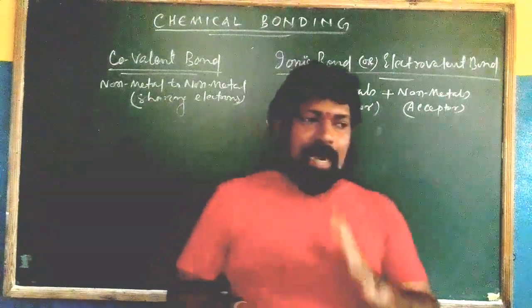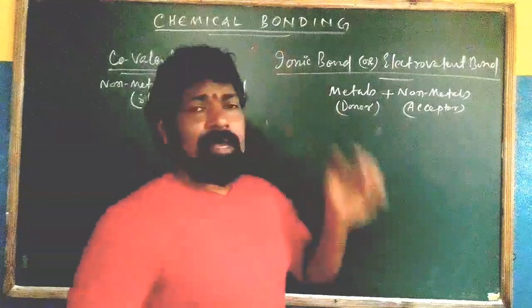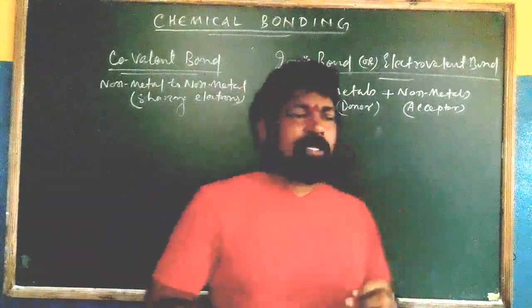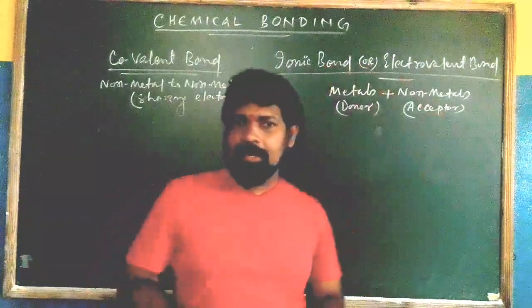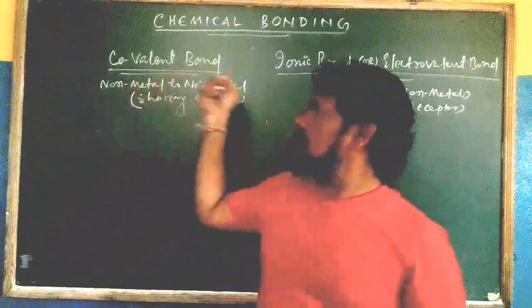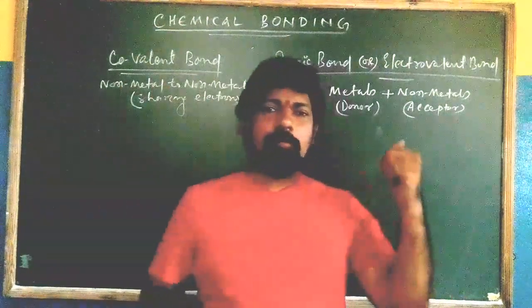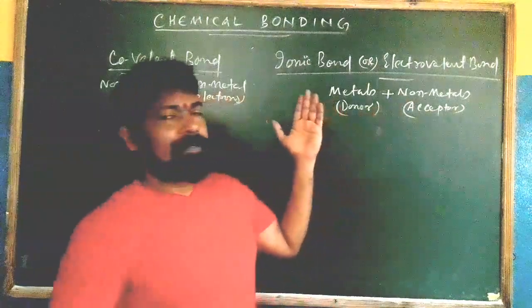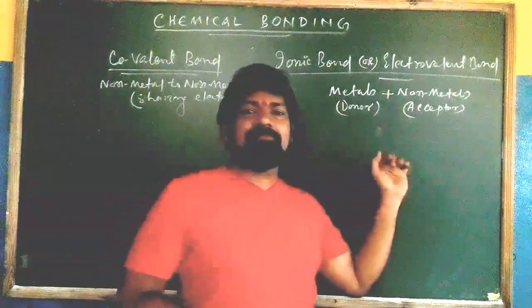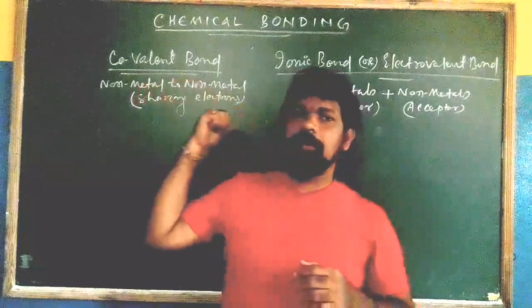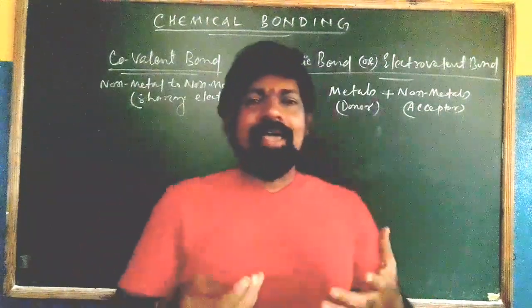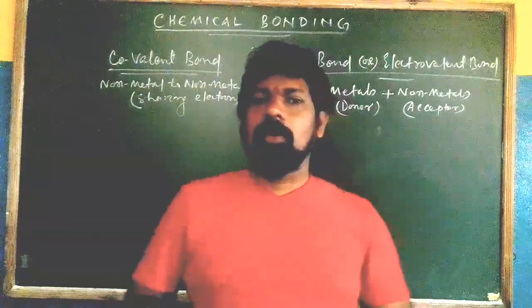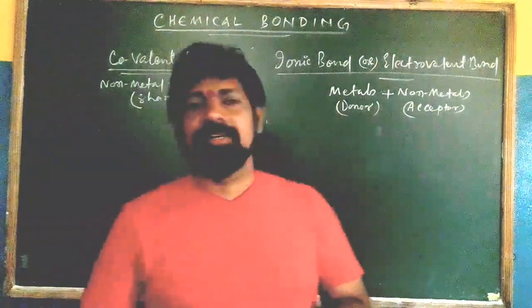a compound. And chemical bonds are of two types. One is called the ionic bond or electrovalent bond. The other one is the covalent bond. In an ionic bond there is a donor and an acceptor, and in the case of a covalent bond there is sharing. So you should first learn why exactly this chemical bonding takes place.